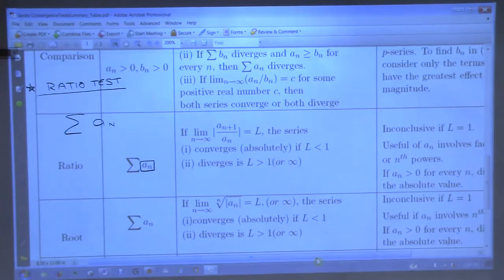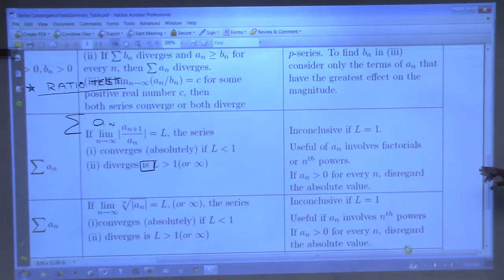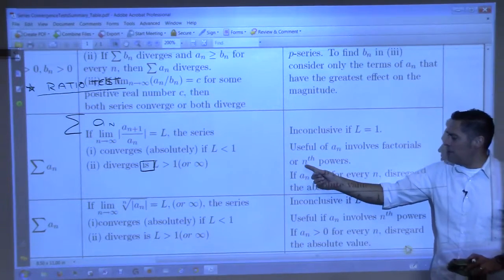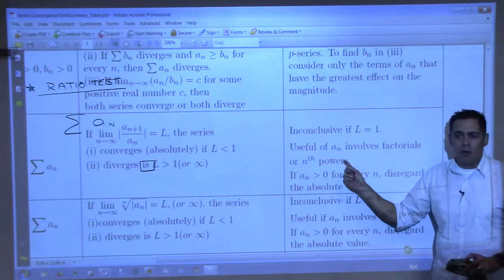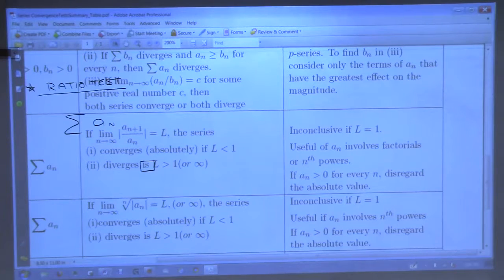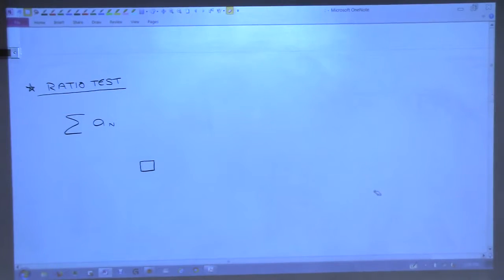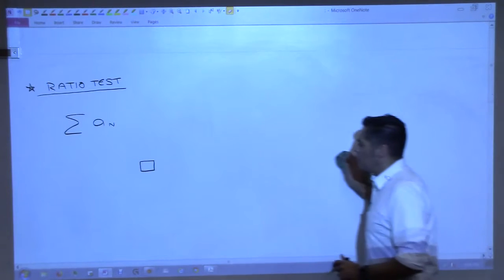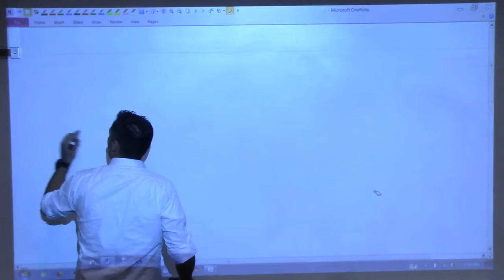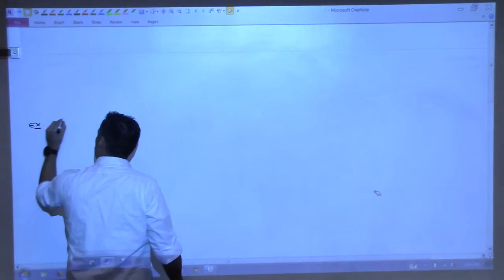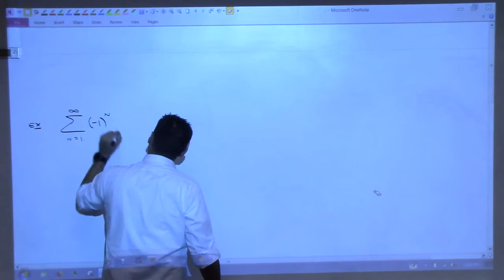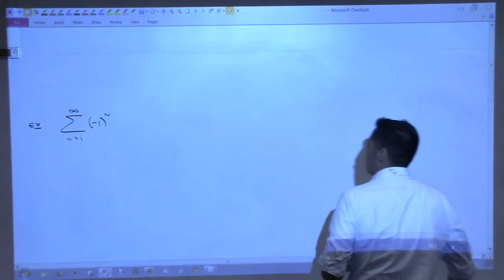Also on the side here it says, this is very useful. This test is very useful when the sequence in our series has factorials or nth powers. Anytime we see factorials or nth powers, we like to think, ratio test. Okay, so here we go. Our first example using the ratio test. Sum n equals 1 to infinity. Let's go negative 1 to the n. And let's do n squared over 4 to the n.